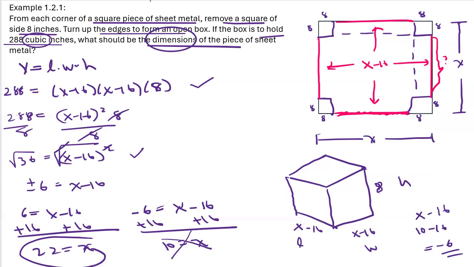And again, it's a square, so it's going to be the same for the base and the height, or the length and the width. All right, so in this case, we're going to have 22 inches by 22 inches.